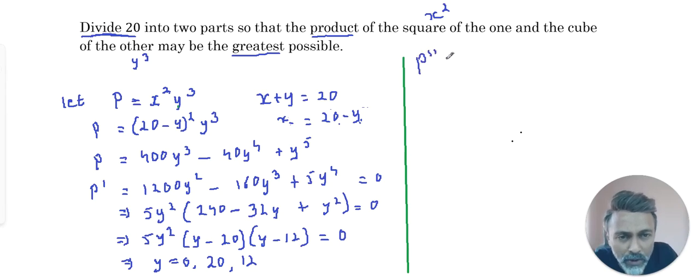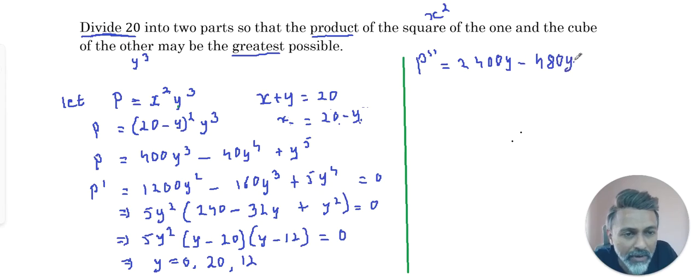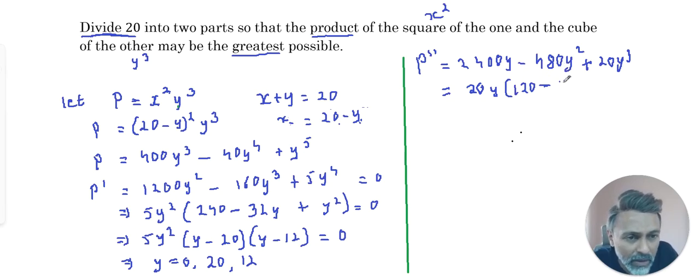You have to show this in your boards. Second derivative is equal to 2400 y, we are differentiating from here, 2400 y minus 160 into 3 is 480 y square plus 20 y cube is equal to, we can take 20 y common, and we get in the bracket 120 minus 24 y plus y square, and here we know we have to put y as 12.